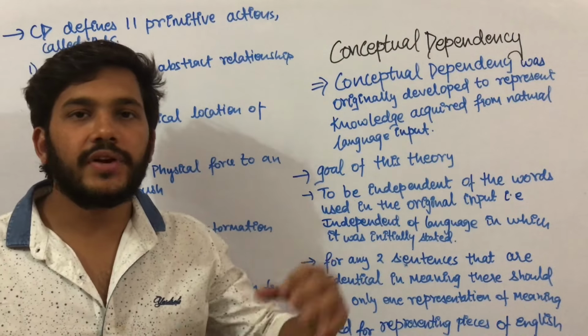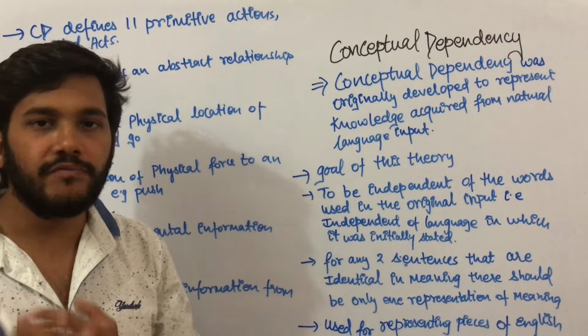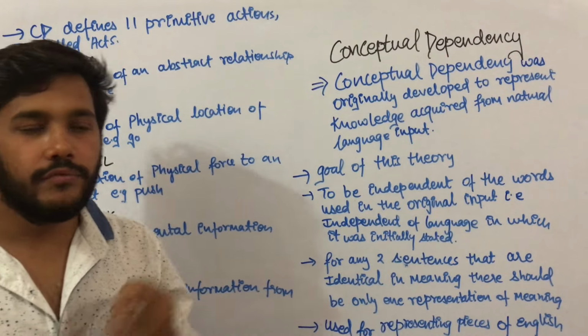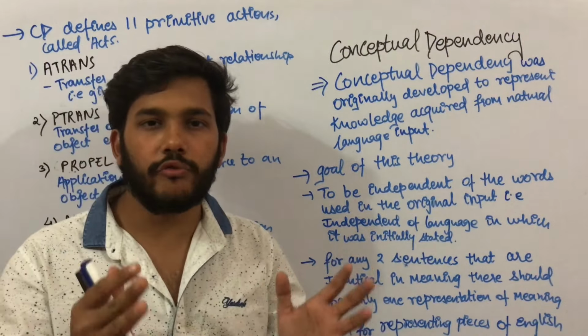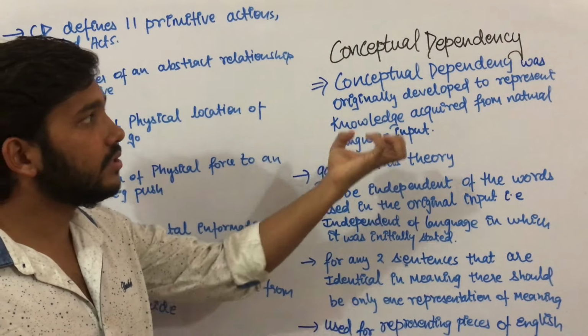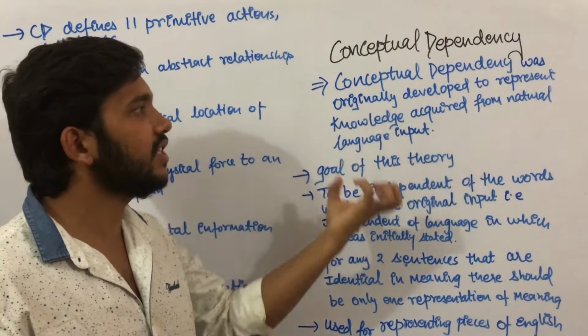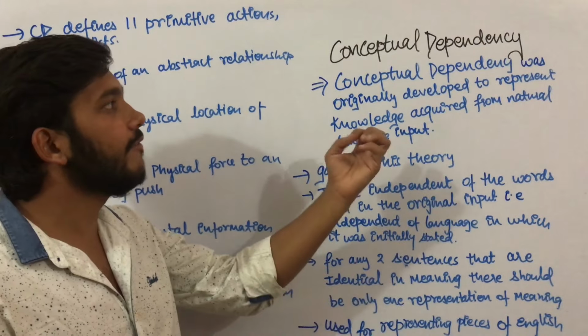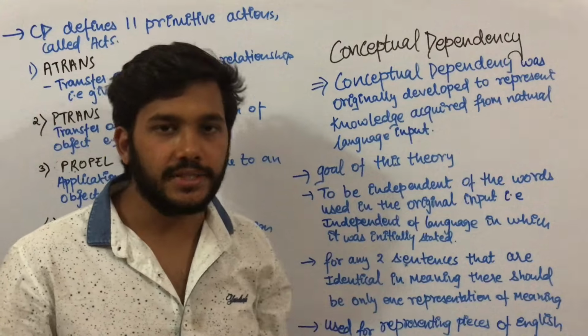We have different natural languages, and if we want to convert from one natural language to another, then we require some sorts of rules for converting them. So for natural language inputs, and for representing this natural language input, we have developed conceptual dependency.